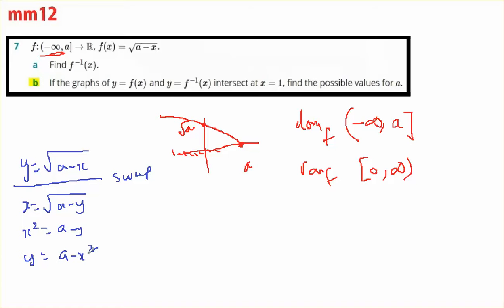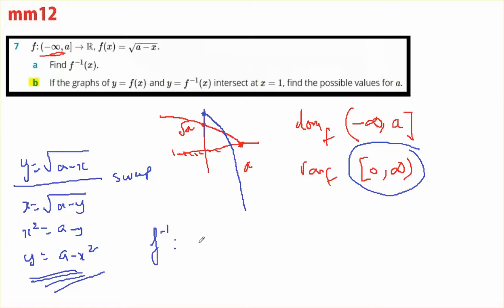So it goes through at a and looks like this. It wouldn't be the full parabola because the domain of this will be the range of the original. So the inverse will have the restricted domain 0 to infinity mapping to the codomain of all real numbers, where the inverse of x equals a minus x squared. Okay, so that's part A.